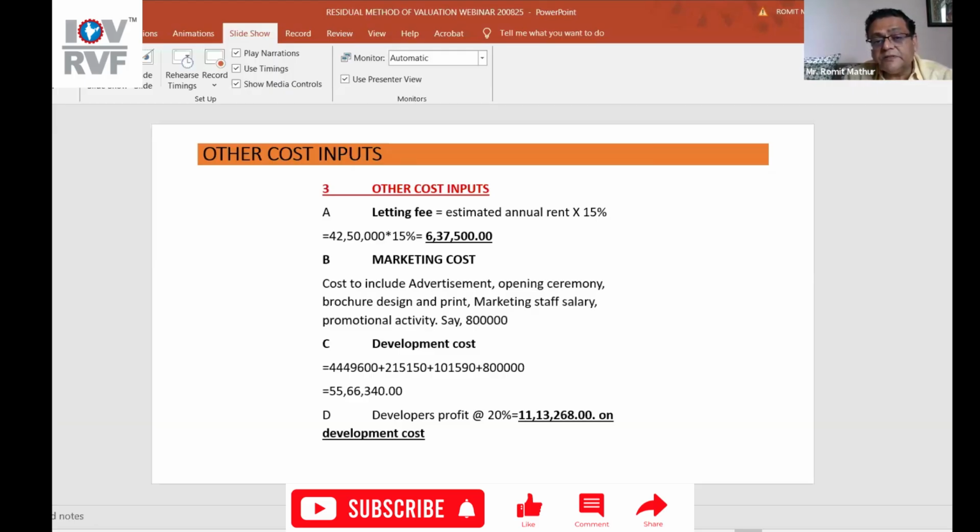Development cost, which is you add all this: 44 plus 215 plus 101 plus 80. That means your cost is 55 lakh 66,000. Developers want a profit of 12%, that is 11 lakh 13,000. That is added on top.